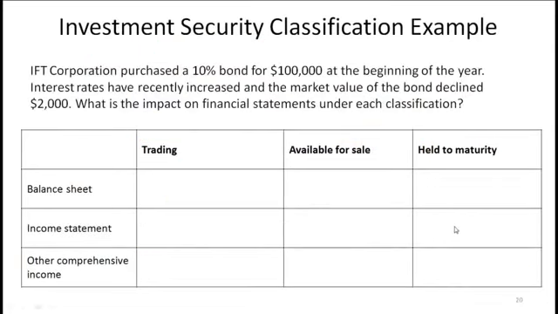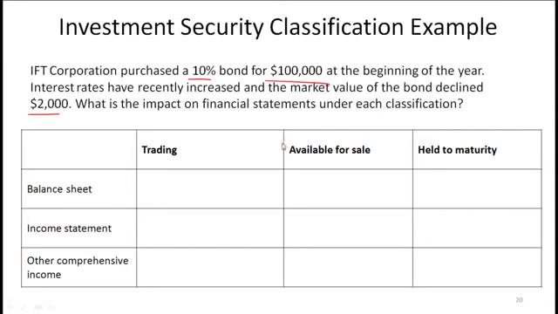Let's do this problem now. IFT Corporation purchases a 10% bond for $100,000 at the beginning of the year. Interest rates have recently increased and the market value of the bond has declined by $2,000. What is the impact on the financial statements under each classification? What I want you to do now is pause the video and fill in this table.